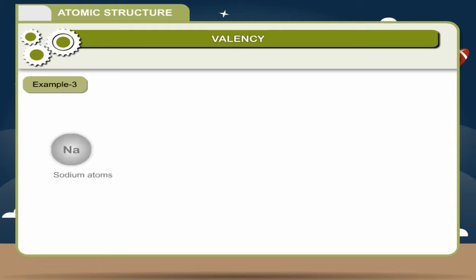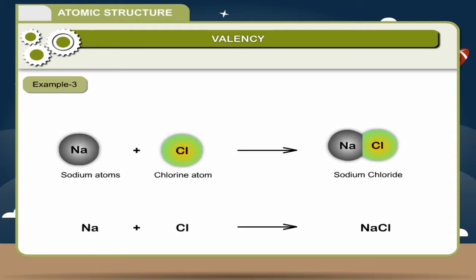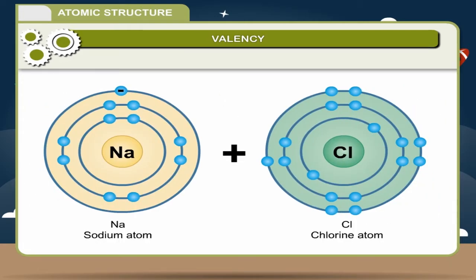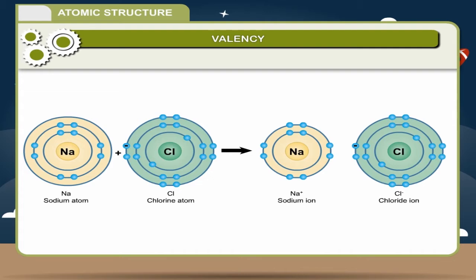Example 3. 1 atom of sodium combines with 1 atom of chlorine to form 1 molecule of sodium chloride, NaCl. Therefore, the valency of chlorine is 1. Thus, valency of sodium is +1 and that of chlorine is -1. Plus sign indicates that atom will lose electrons and numeral after plus sign indicates number of electrons to be lost.